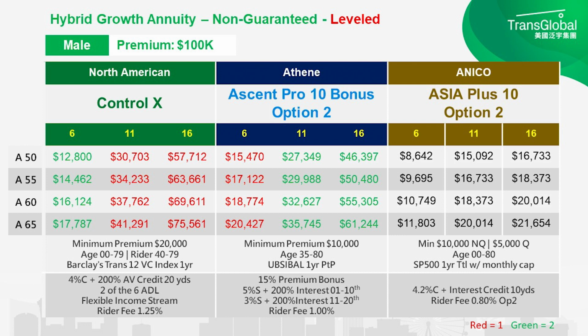And North American seems pretty good in all types of situation. I think it's good within 6 years. So if you want to take income within 6 years, I think it's better. Ascend Pro 10 bonus, over 6 years, North American Control X. Okay, so this page is leveled income.